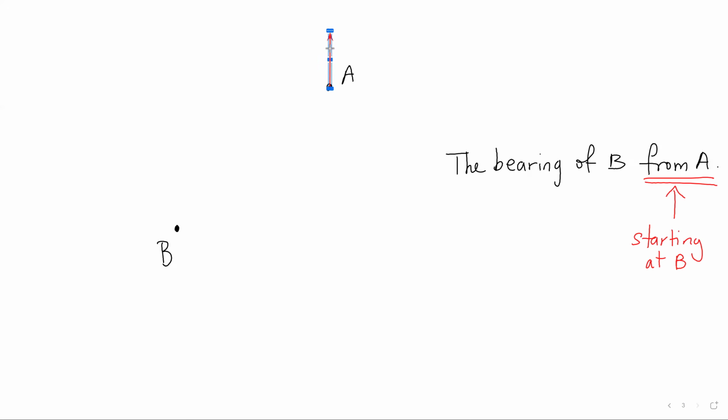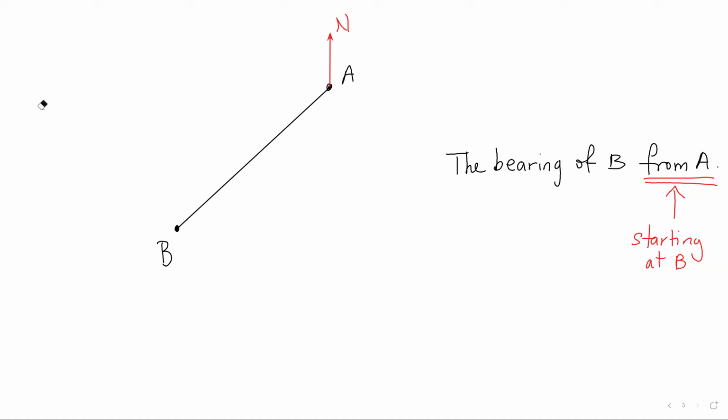Your north line is always going to go at your starting point. All right, so this is the starting point, and we draw a line connecting B to A like this. Now there are two angles, if you notice over here.